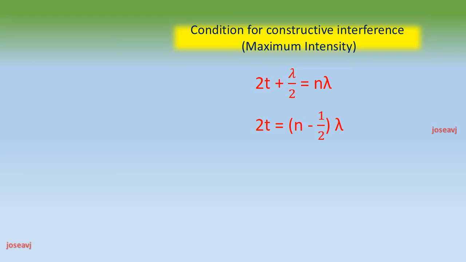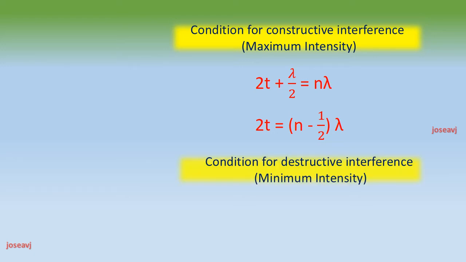And the condition for destructive interference, or minima intensity, is 2t + λ/2 = (2n + 1)λ/2. Equating the path difference to the general condition for minima and simplifying, we get 2t = nλ. That is, light reflecting from the point where the thickness is t can interfere either in a constructive way or a destructive way.